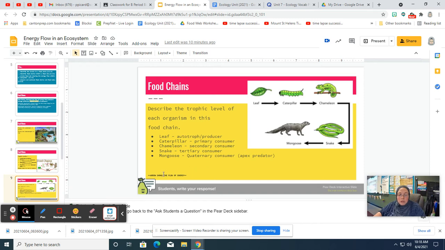Now, again, a little note down here. Notice that the arrow always moves from the lower level towards the higher level organism in the food chain. That arrow represents the flow of energy. When the caterpillar eats the leaf, the stored energy that is inside the chemical bonds of the molecules that make up the leaf is going now into the caterpillar. The caterpillar will use that energy.